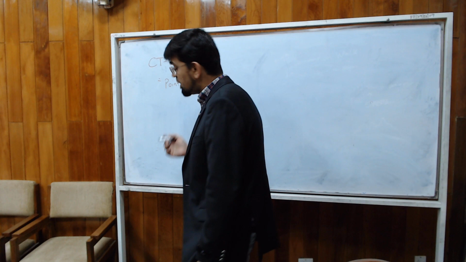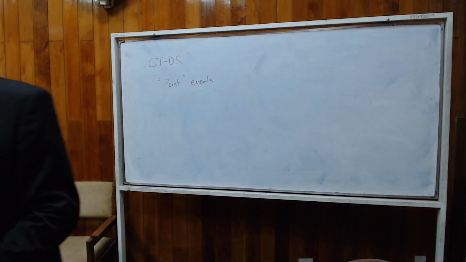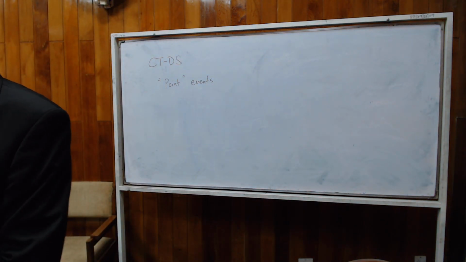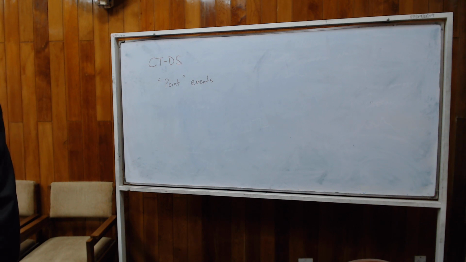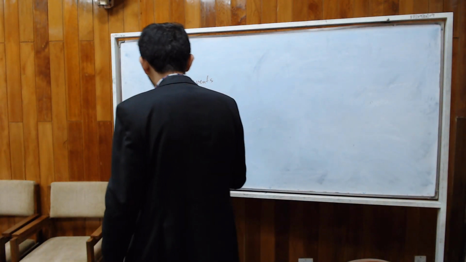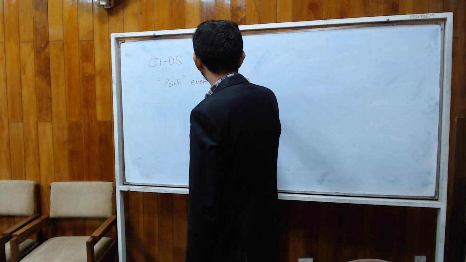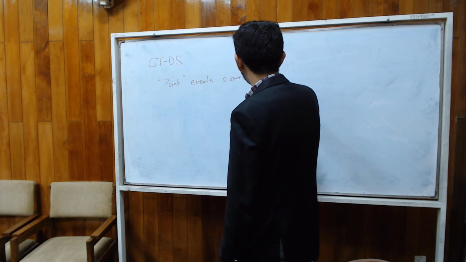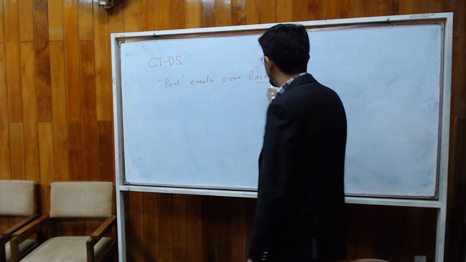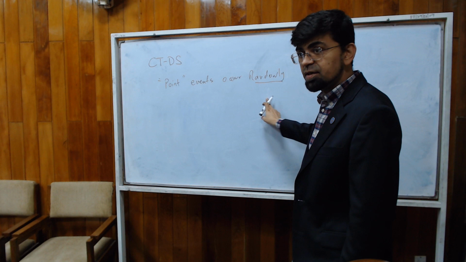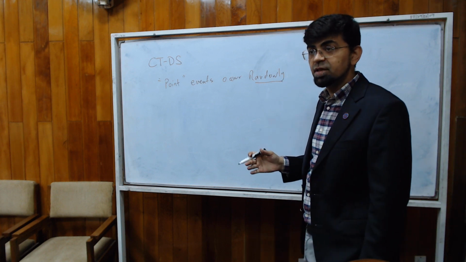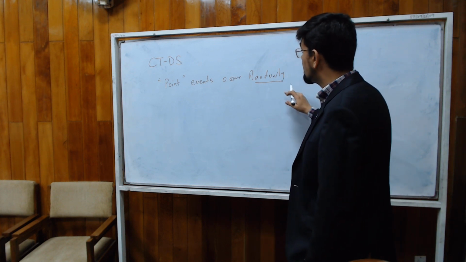So point events occur at different times, randomly, at times let's say t1, t2, tn, and we keep a count of the cumulative events. That's where the word count comes from. Point events occur randomly. We will make this more precise later, but they're not deterministic.